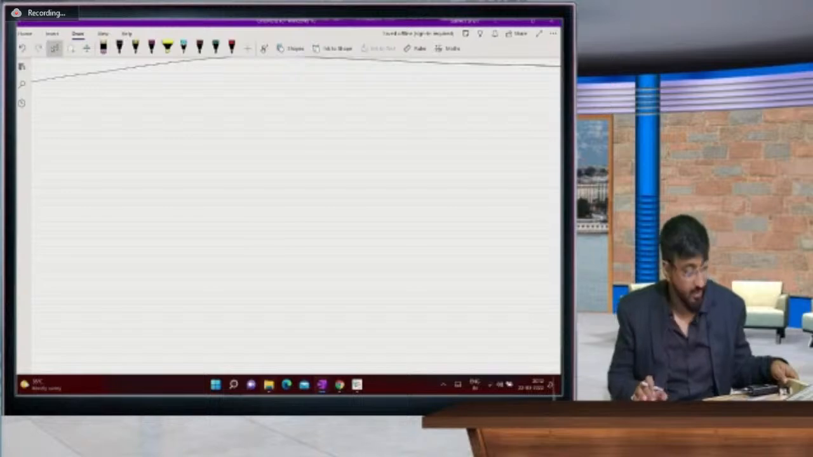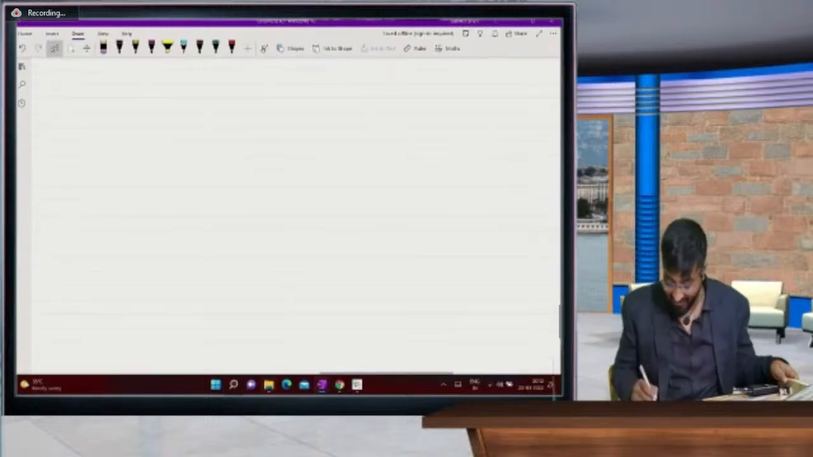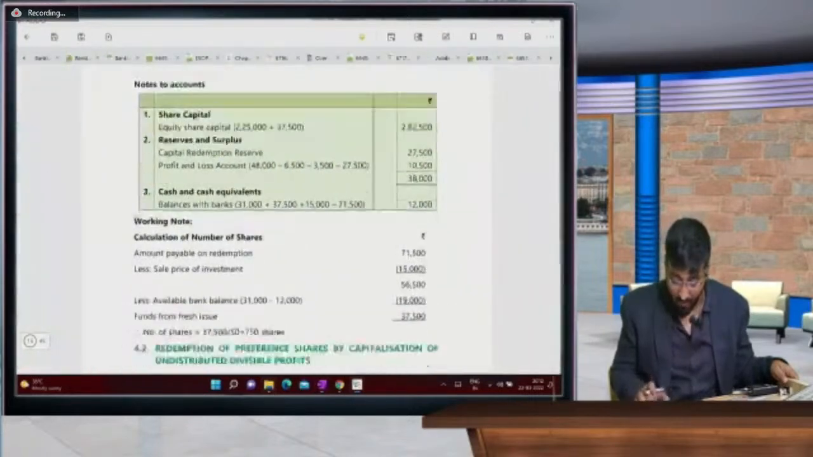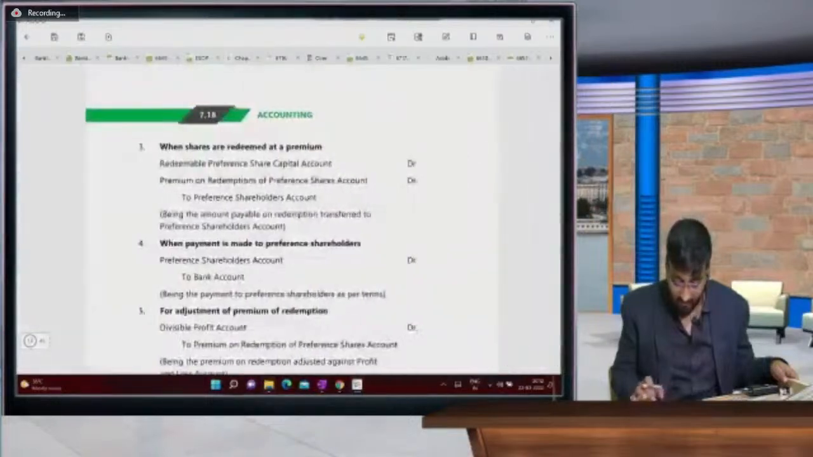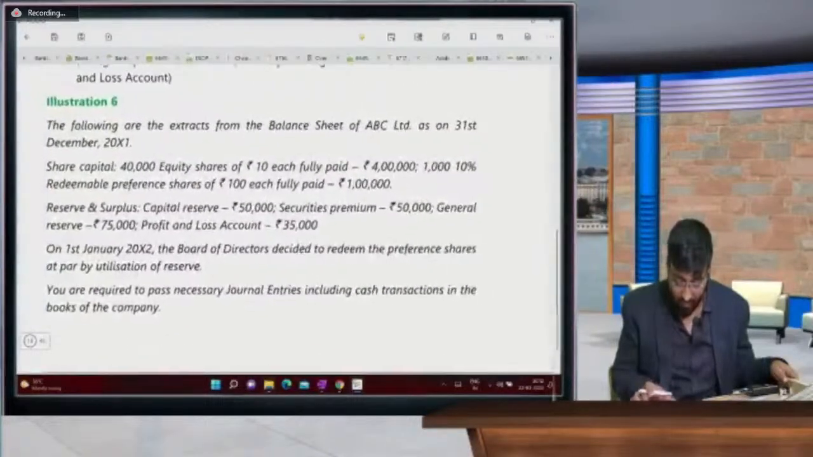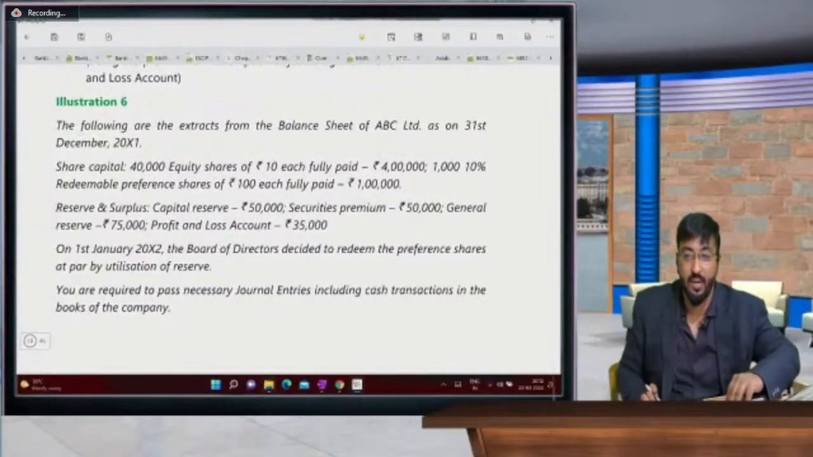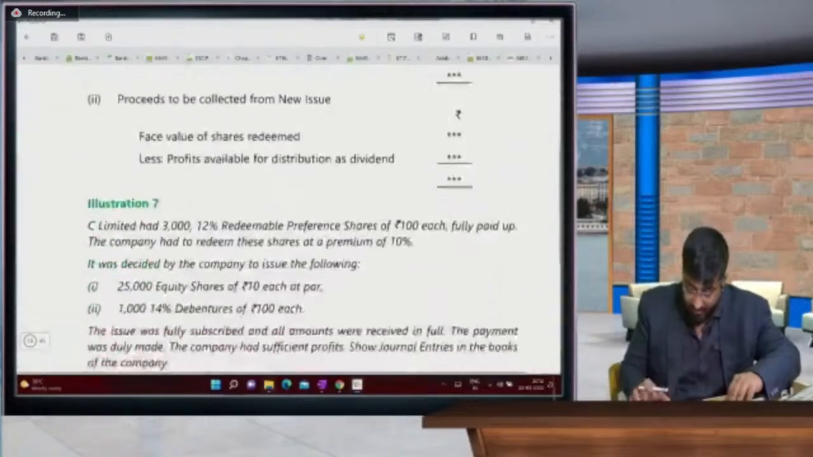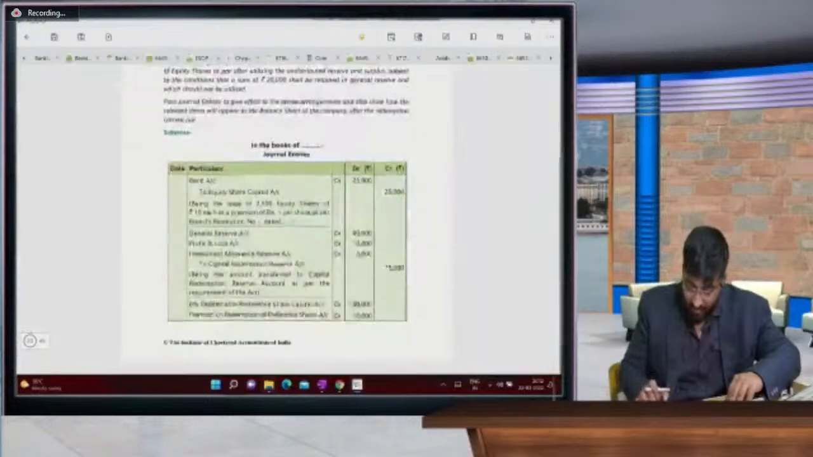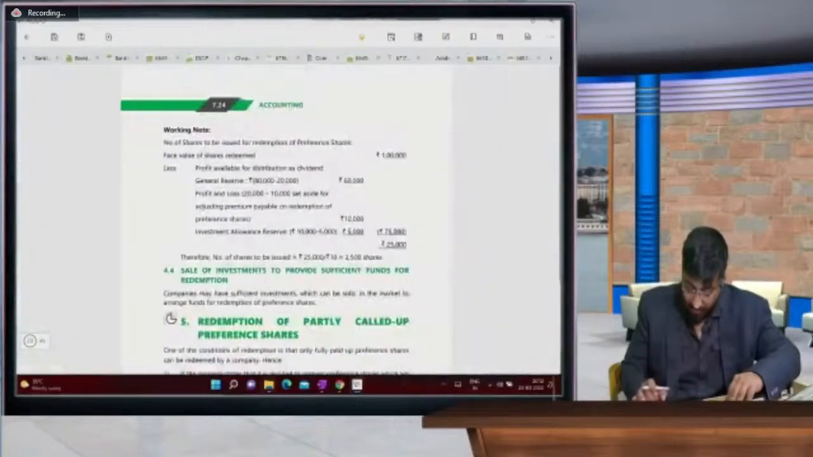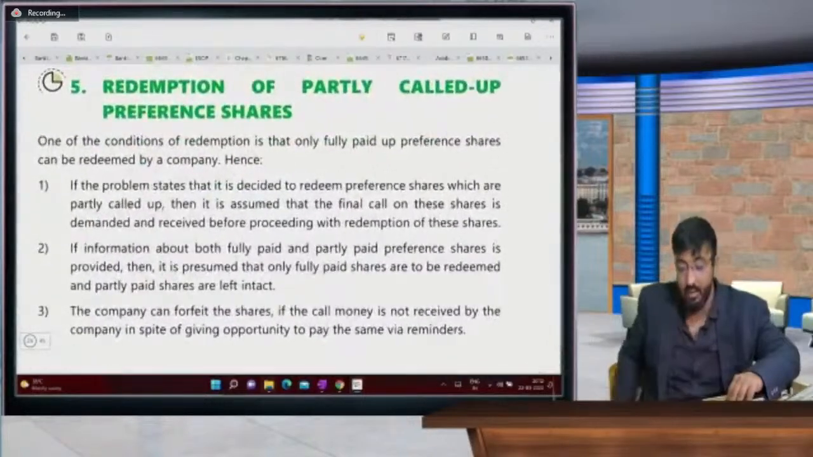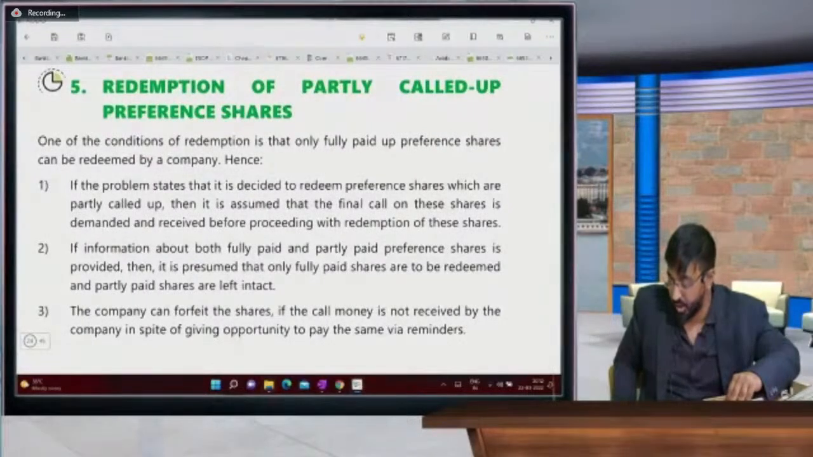Okay, very good. So fifth one completed. Are you finding it's easy, beta? Six number and seven number, before six and seven, because these questions are really easy. I will take nine number. Last question of the day. Redemption of partly called up preference shares.